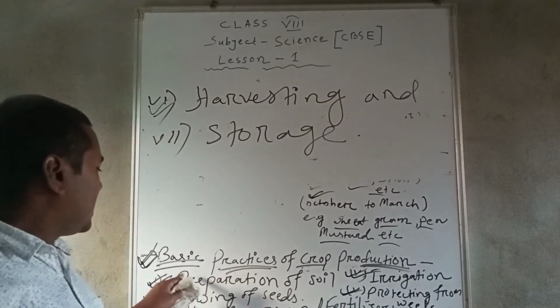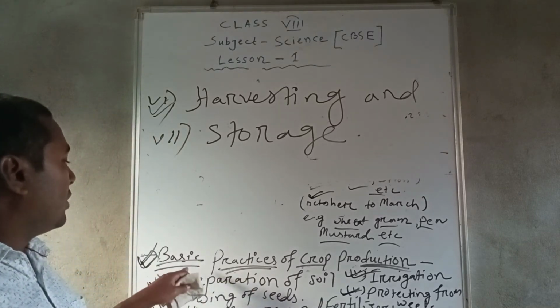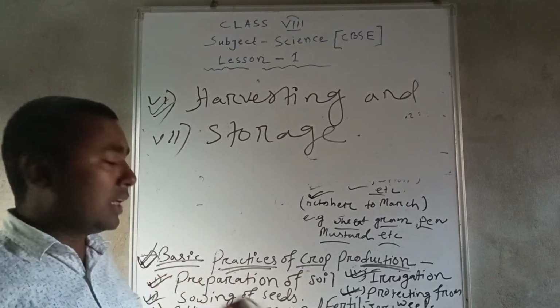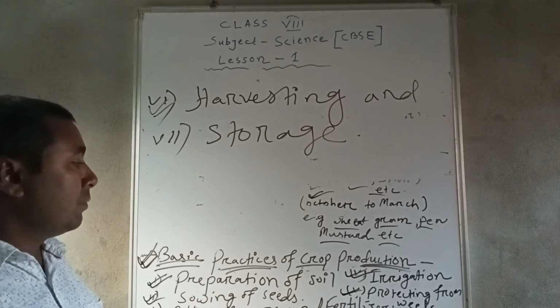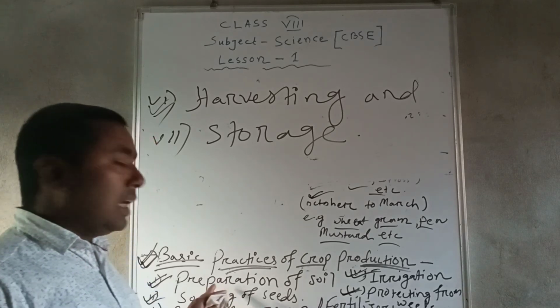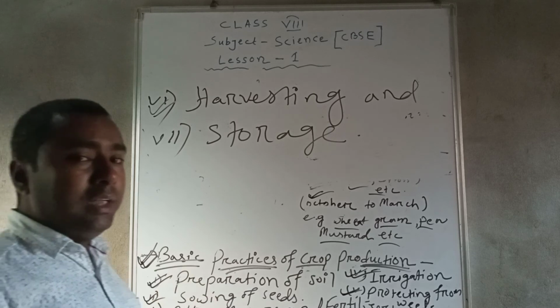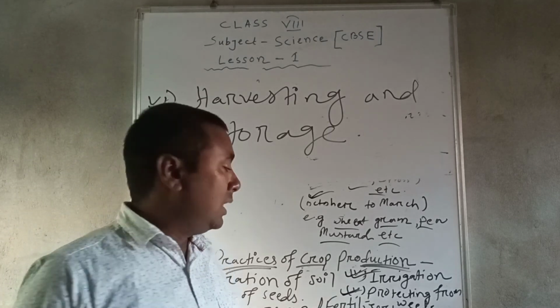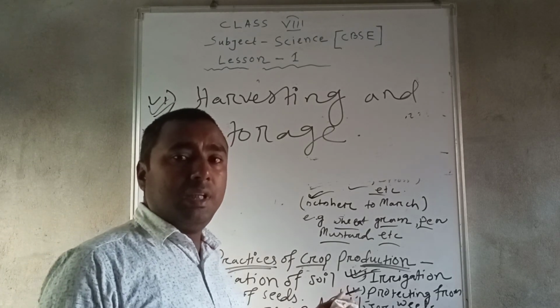Okay, this is just the simple meaning I have given you about the basic practices of crop production, or agricultural practices. In a later class, I will try to discuss each and every agricultural practice in detail.